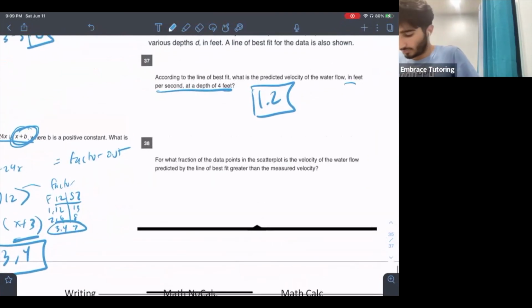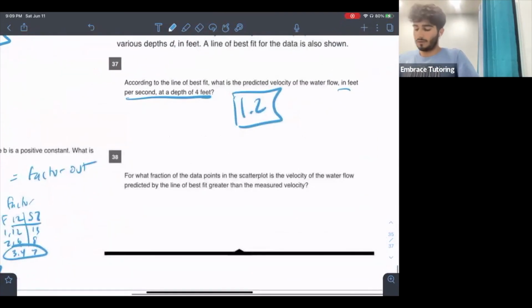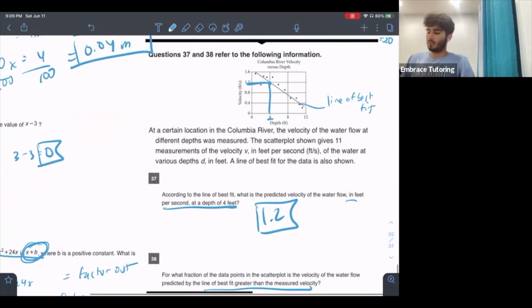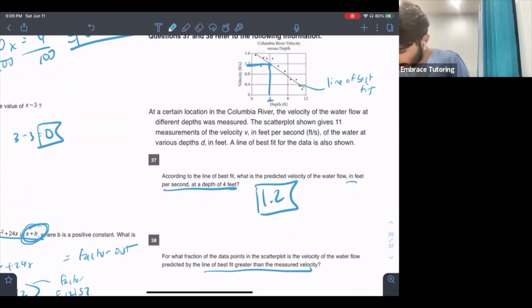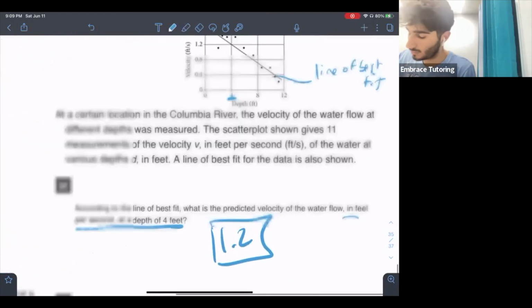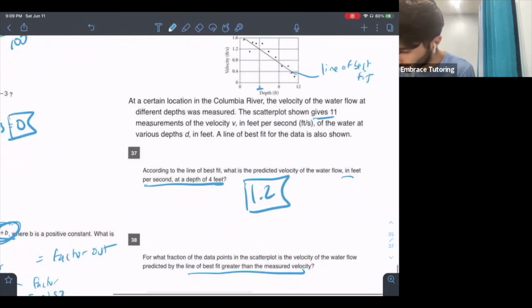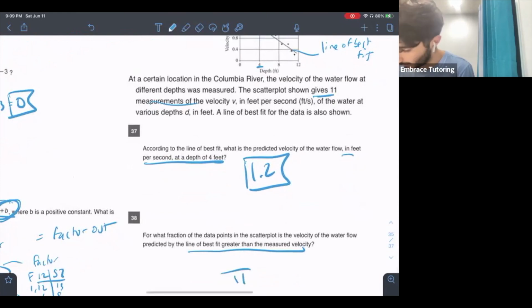Last question, 38. For what fraction of the data points in the scatter plot is the velocity of the water flow predicted by the line of best fit greater than the measured velocity? So at what points is the predicted line of best fit greater than the measured velocity? So what fraction of the data points, how many data points do you have? You have 11 measurements. So it's out of 11.